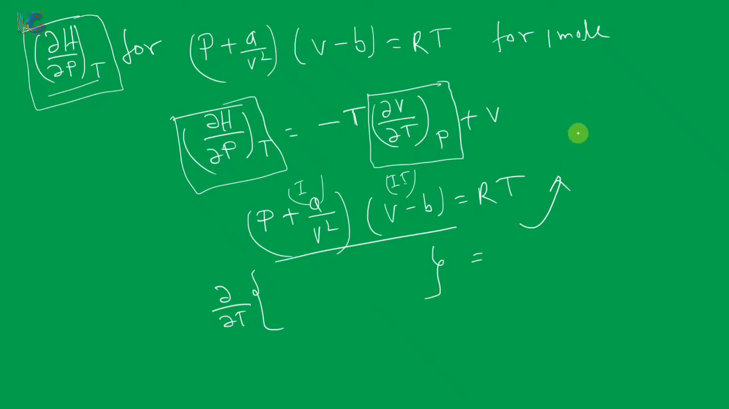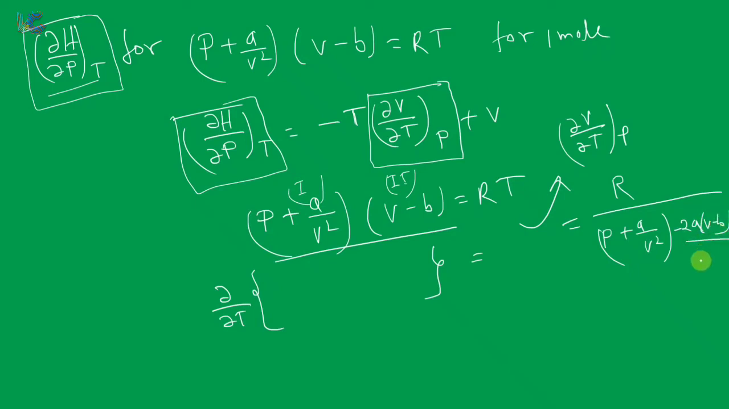what you will get, I am just giving you the final result, is ∂V/∂T at constant P finally equal to R/(P + a/V² − 2a(V − b)/V³). Okay, so ∂V/∂T at constant P, you will get R divided by (P + a/V² − 2a(V − b)/V³). If you do the derivation, then you will get this ∂V/∂T at constant P value.